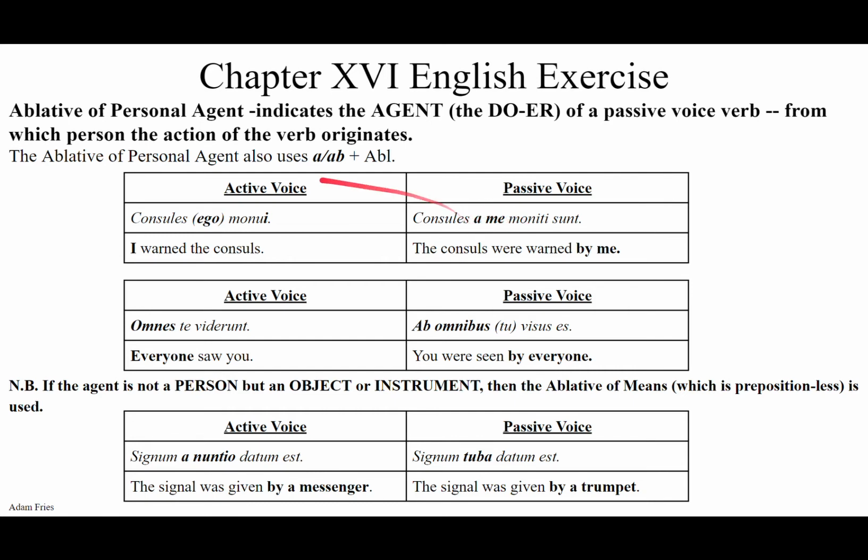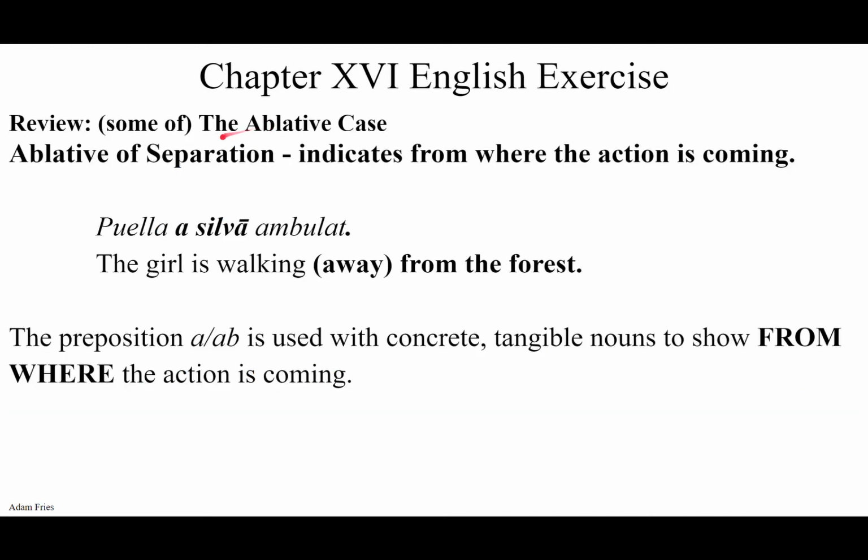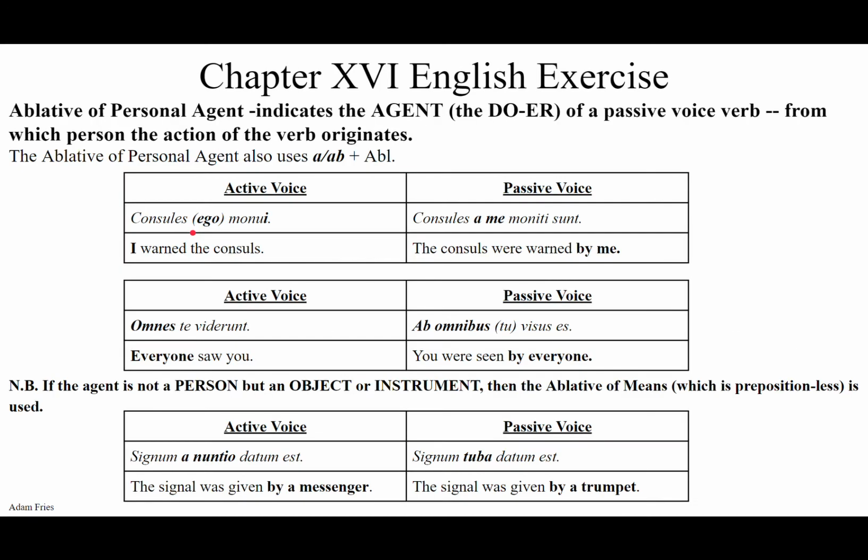So, the ablative of personal agent. Agent means the doer, and personal means the person. It's a person who does the passive voice verb. It is very similar to the ablative of separation in that they both use the preposition ab. So, I warned the consuls; the consuls have been warned, they were warned by me. Preposition ab plus the ablative me. The warning came from me.